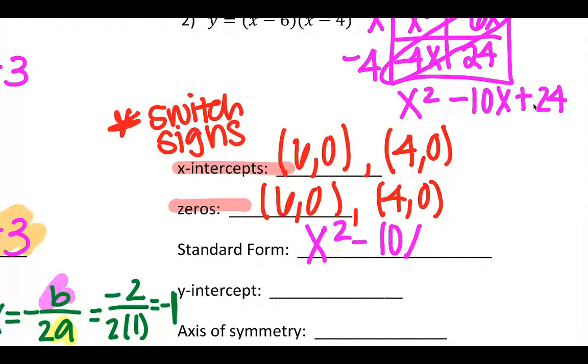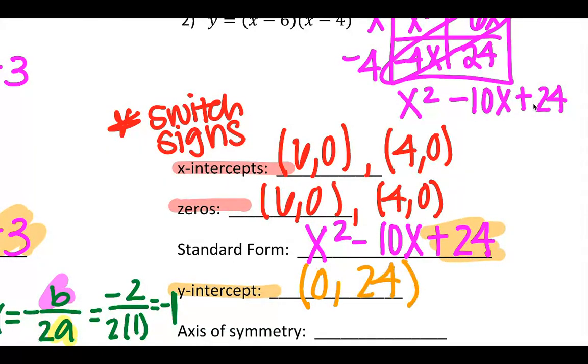x squared minus 10x plus 24. My y-intercept, I'm looking at that last term, that c term, which is 24. So I'm going over 0, up 24 for my y-intercept.